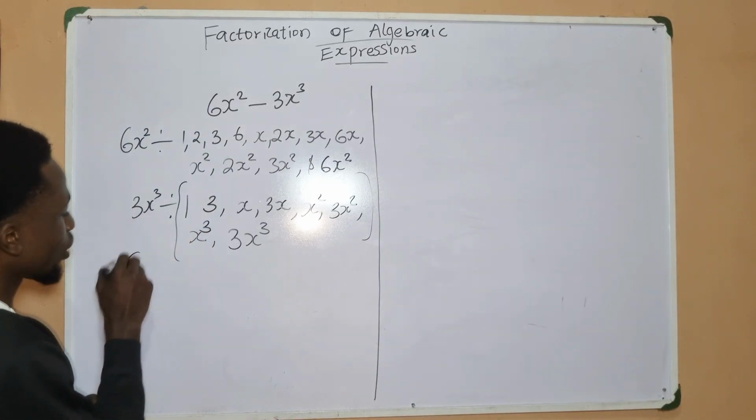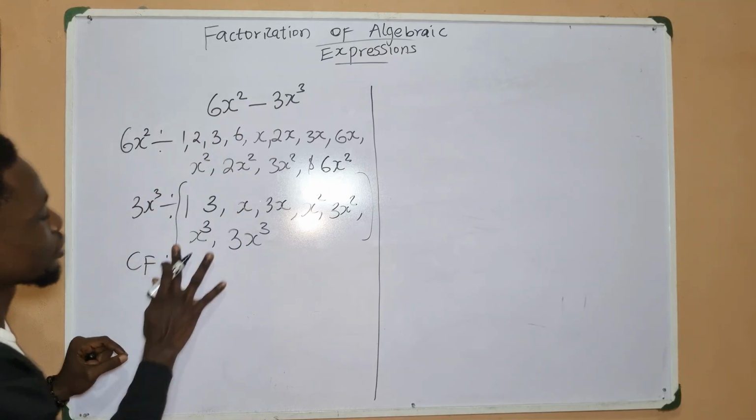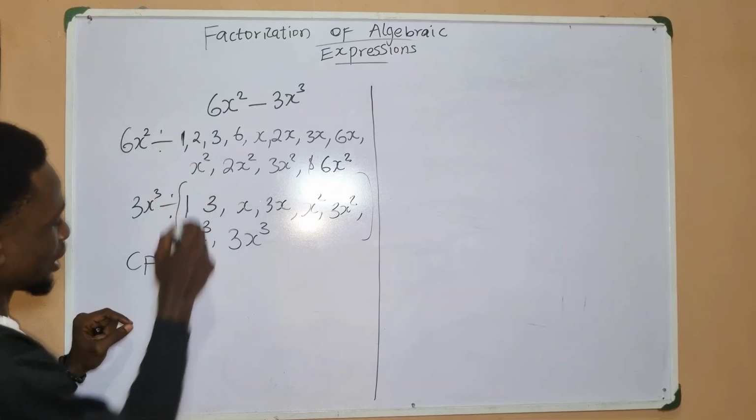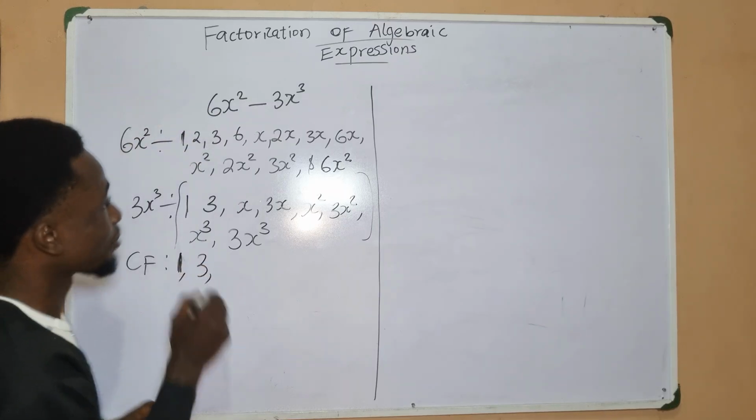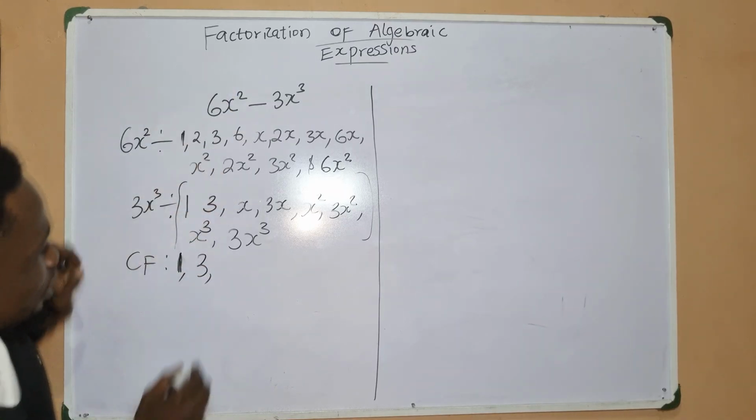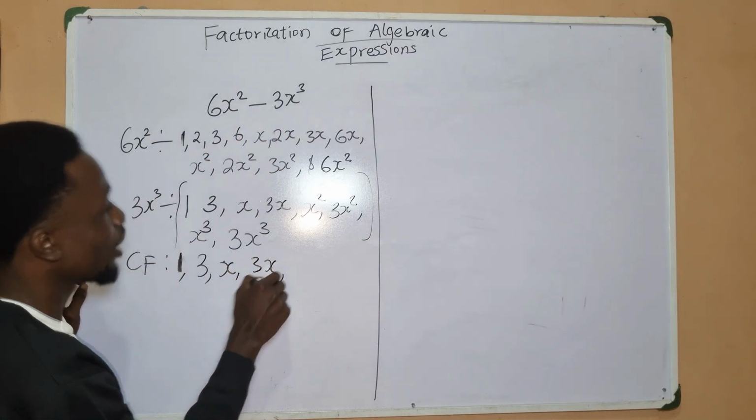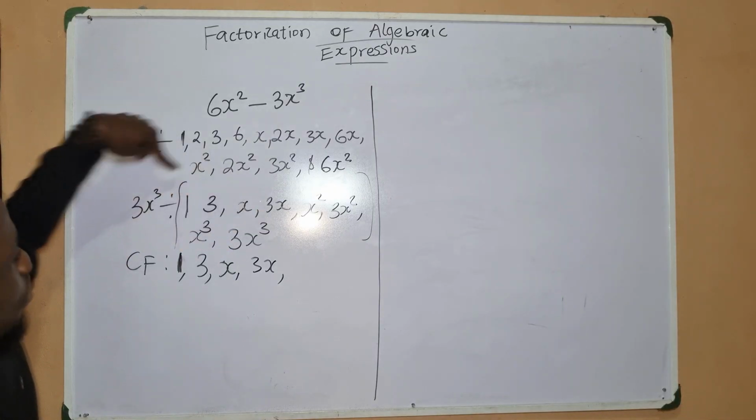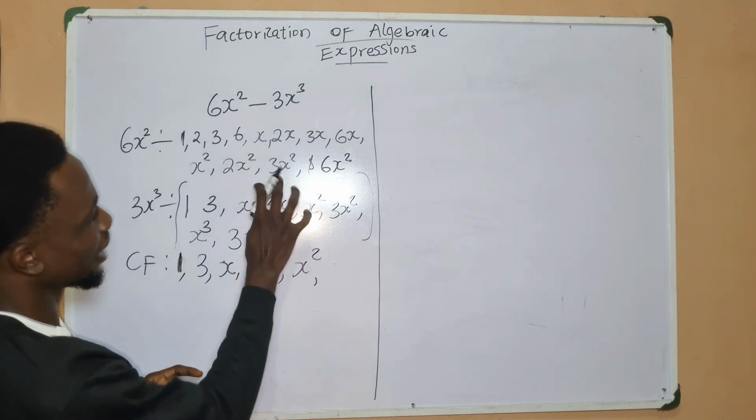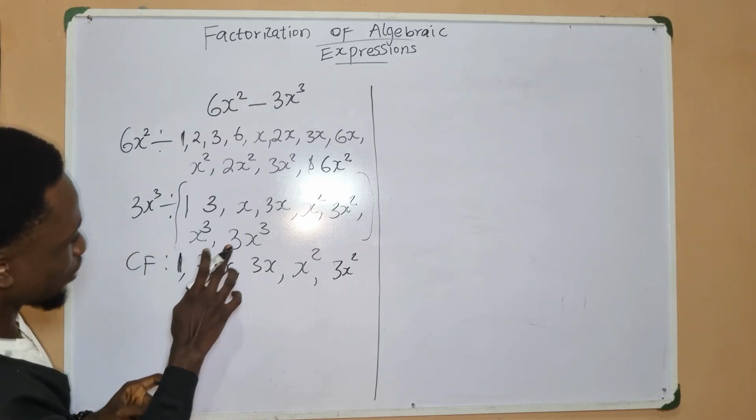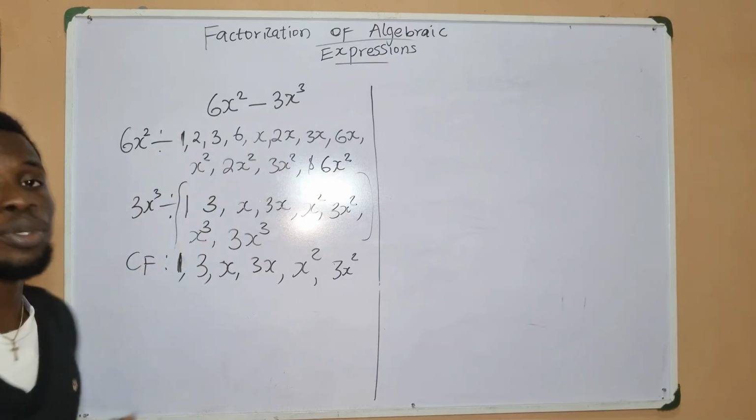The next thing to do is to find the common factors. The common factors for these two terms are what we're looking for now. We have 1 here and 1 here, so 1 is common. We have 3 here and 3 here, so 3. Then we have x and x here, so x. We have 3x and 3x, so 3x. We have x squared here and x squared here. So we have 3x squared here and 3x squared here, so it is common. These are the common factors for these two terms.